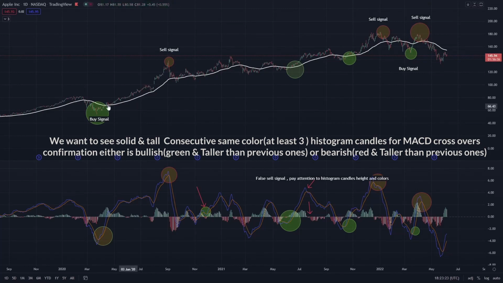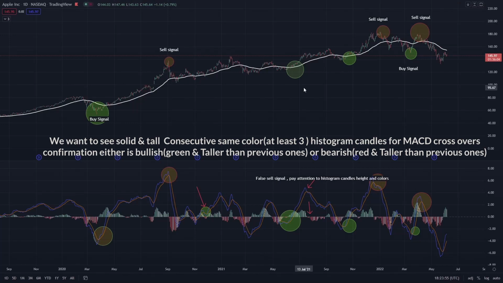So we get our best signals, the big green circle. It was our best buying opportunity when the MACD blue line crossed above the orange line, with strong histogram candles, and the price crossed above the EMA 50. And we get another one over there, another one over there.